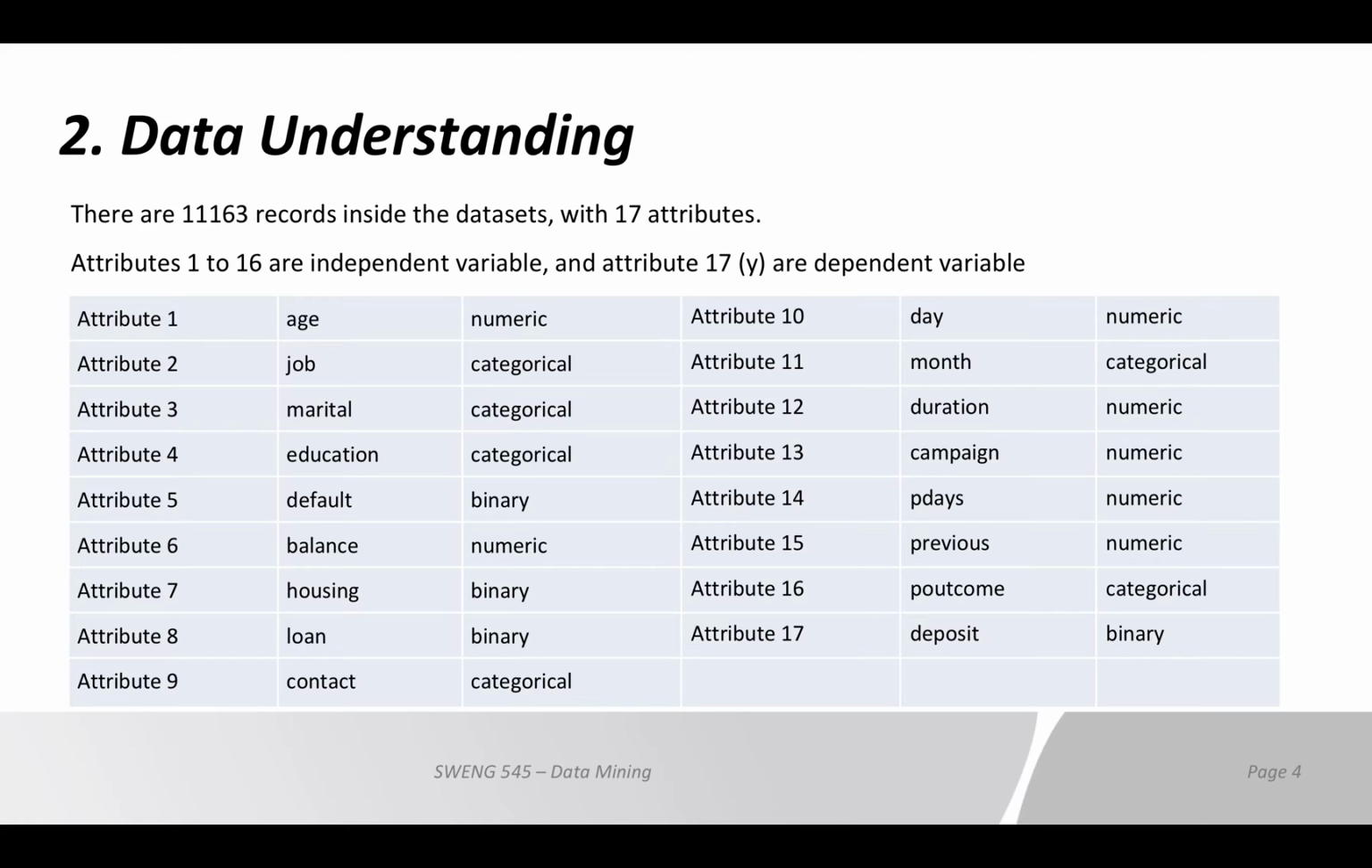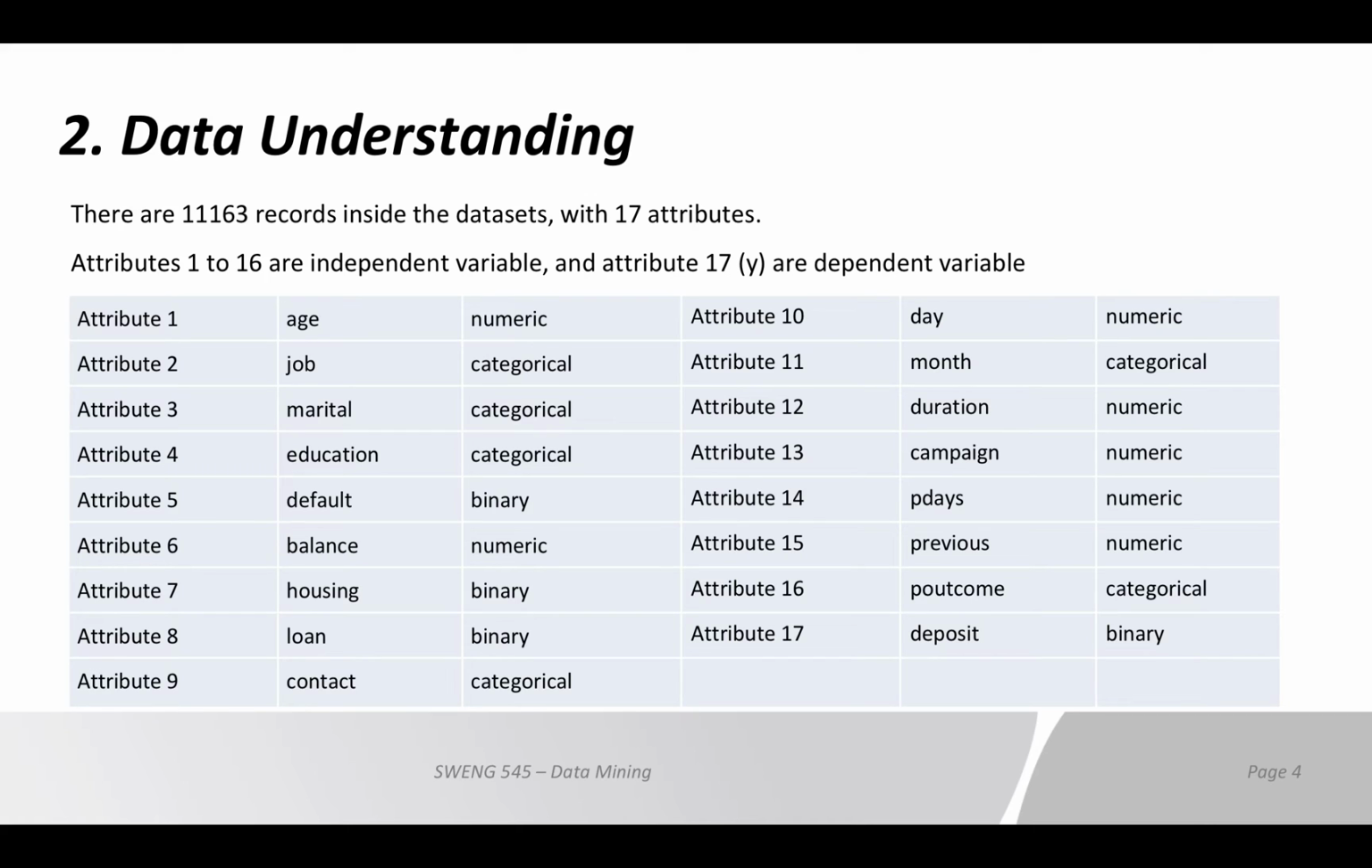The 11th attribute is the month. It's a categorical attribute that describes the month of the year when the customer was last contacted. The 12th attribute is duration. It's a numeric attribute. It describes the duration of the call when the customer was last contacted. The 13th attribute is campaign. It's a numeric attribute. It describes the number of contacts performed during the campaign for a certain customer.